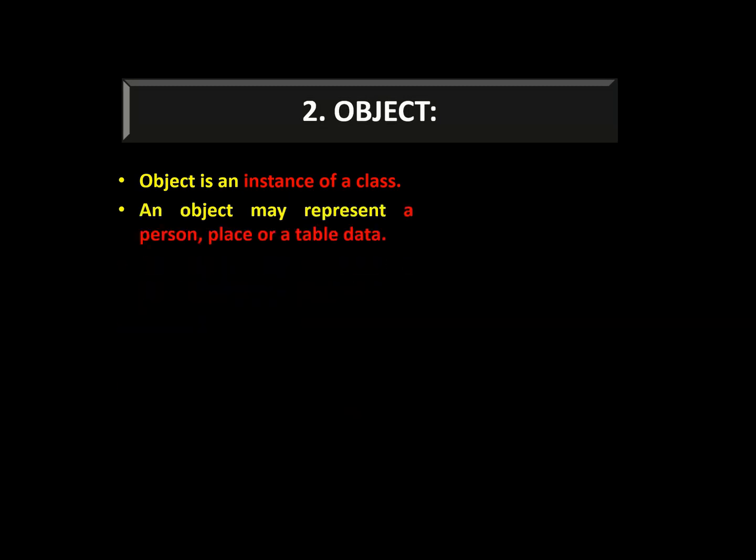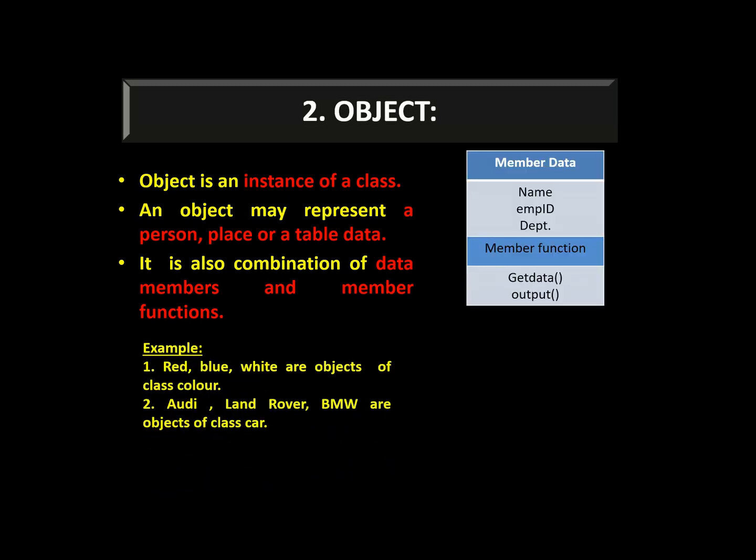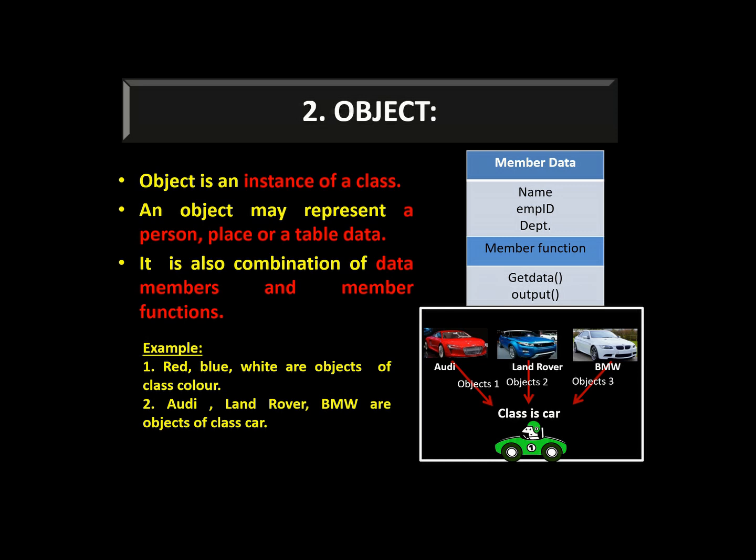Second one is object. What is object? Object is an instance of a class. An object may represent a person, place, or a table of data. It also combines both data members and member functions. Example, red, blue, white are objects of class color. Audi, Land Rover, BMW are objects of class car.